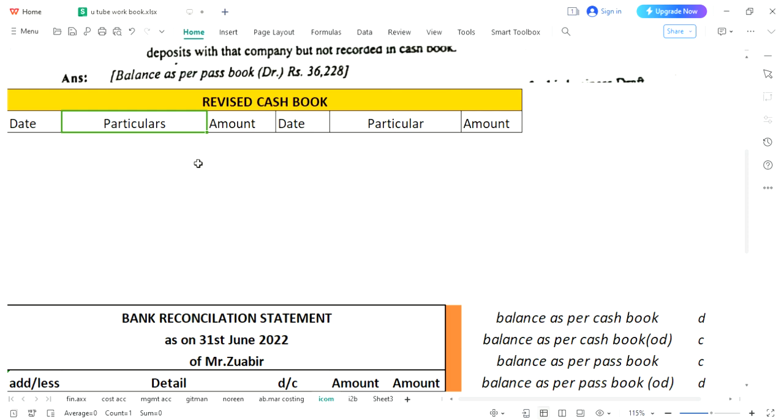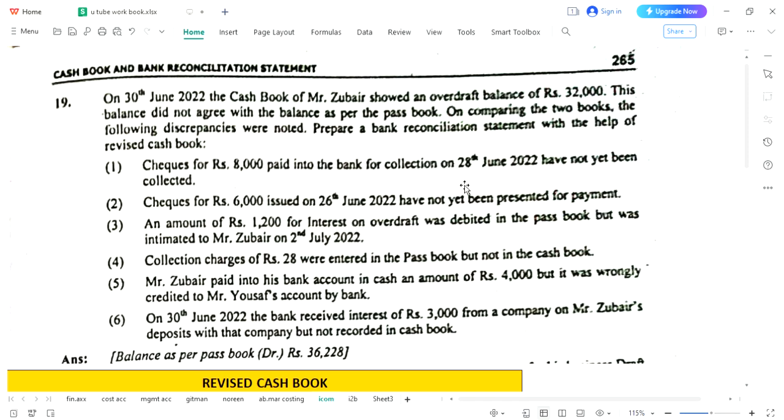Rules for debit credit are same. These are the rules which we will follow. Alright guys, let's start the question. Cash book showed overdraft. Cash book of Mr. Zubair showed an overdraft balance. Overdraft means it is credit.